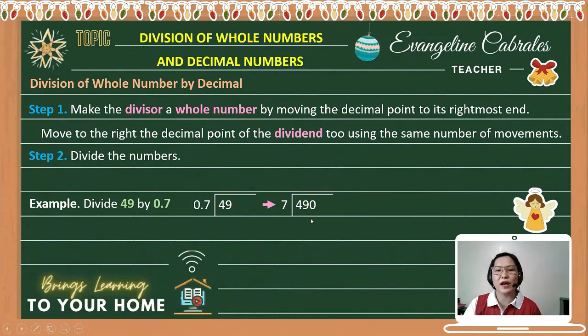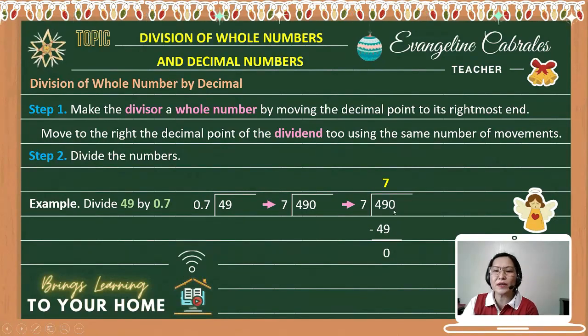Paano ba ang pagdi-divide? Of course, titingnan mo ang dividend kung anong number ang gagamitin mo dyan para i-divide sa 7. Pwede bang i-divide ang 4 sa 7? Hindi, or cannot be. So kapag ganon, gagawin mong dalawang digit, which is 49. 49 divided by 7 is 7. Then 7 times 7 is 49. Then subtract. 49 minus 49 is 0.